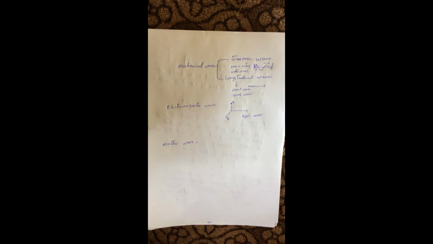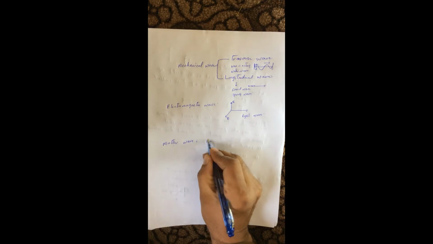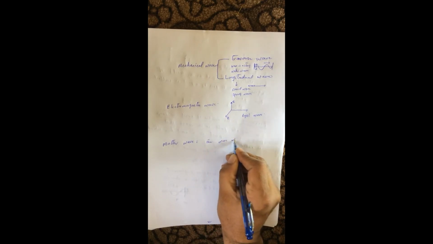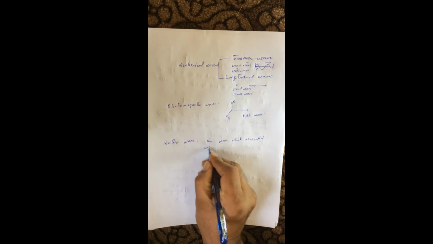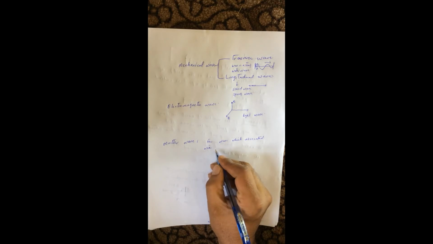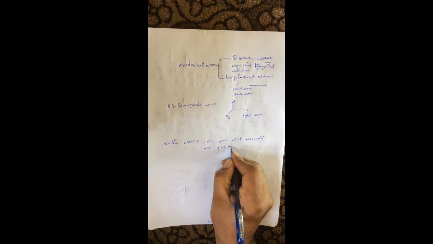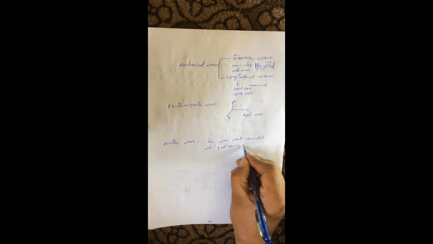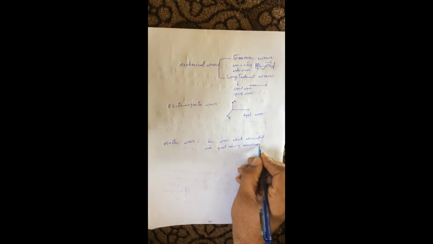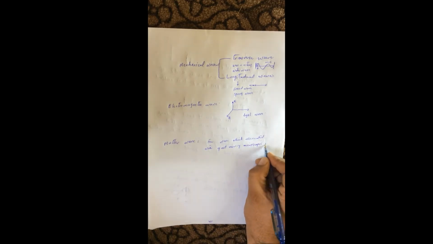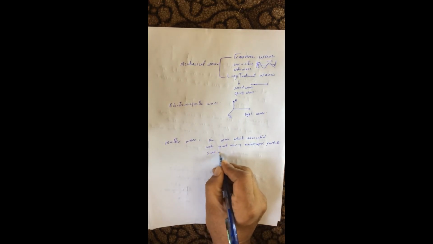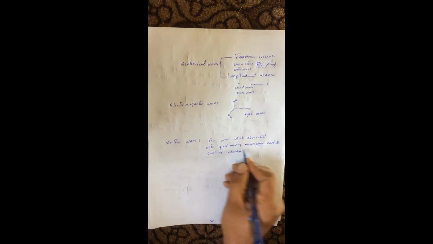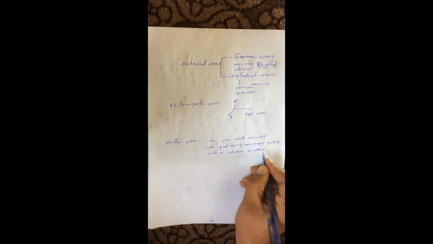And the third type of wave was the matter wave. The wave which is associated with a fast moving microscopic particle or object such as an electron is called a matter wave.